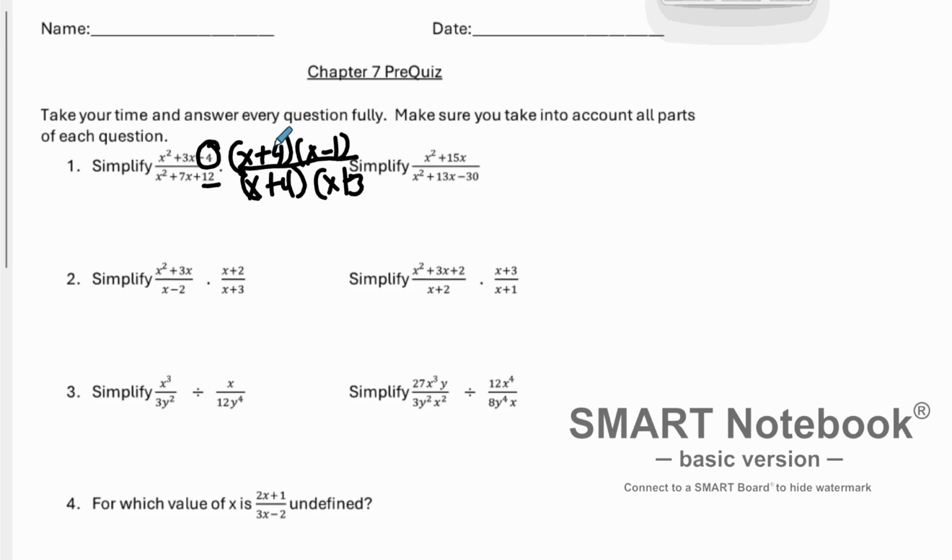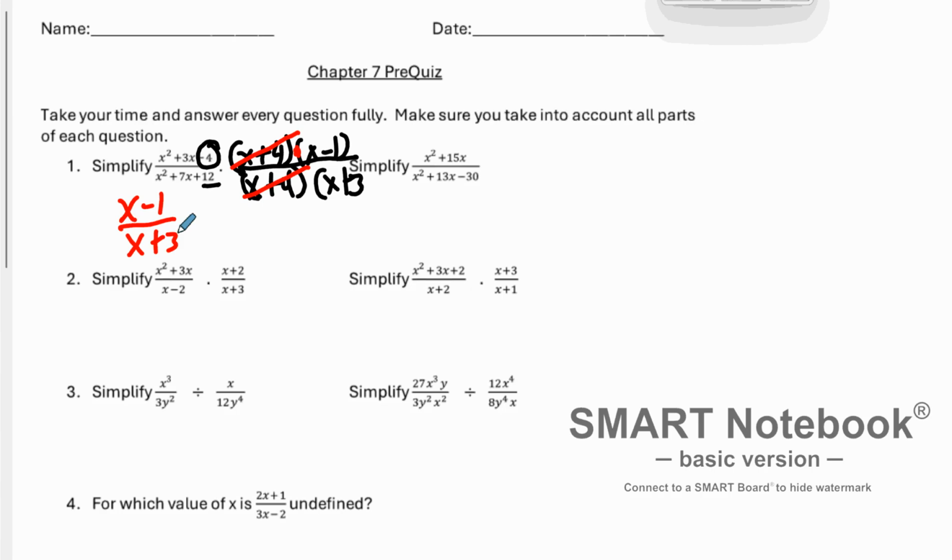Now, since I factored, now I'm multiplying, I can cancel my like factor, so x plus 4 on top and an x plus 4 on bottom, so they're going to cancel. So then here I just have an x minus 1 over x plus 3. And so that is simplified.